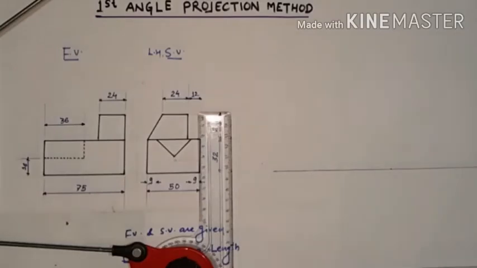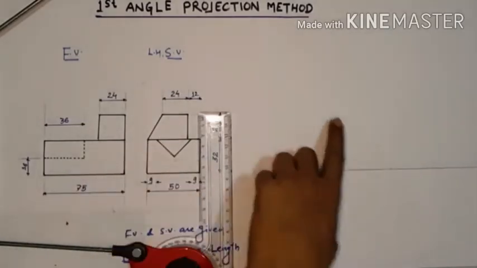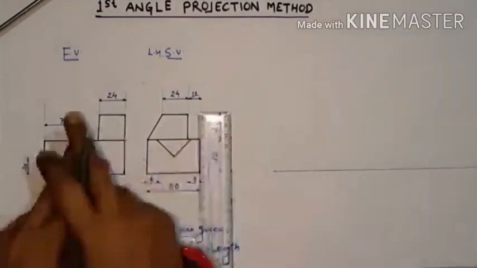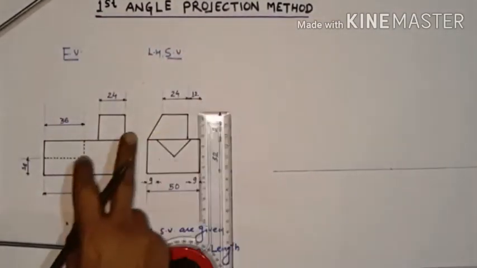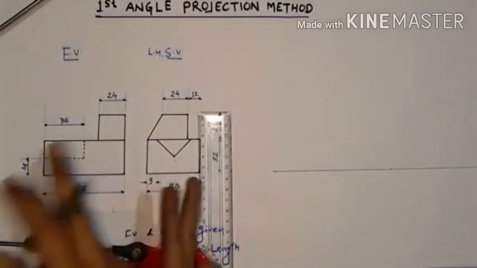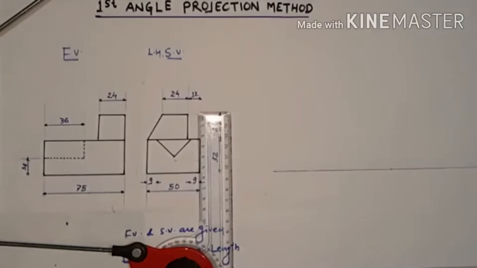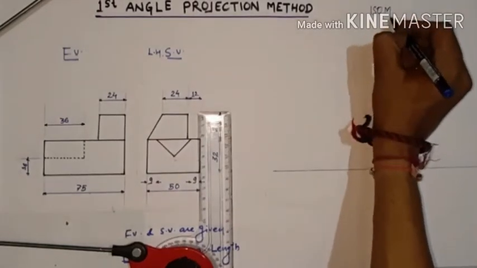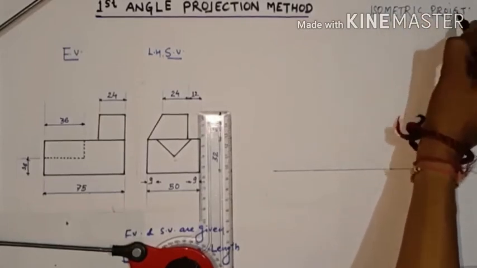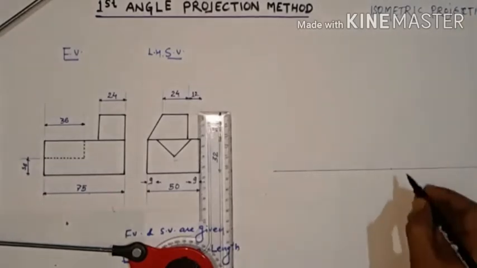Now we can select the view which appears. That means we all know that is the left hand side view. So this portion shows your side view and this shows your front view. So just change: if the first angle projection method is given and if front and side views are given, then you just change these views when you make the isometric projection. So here we start the making of isometric projection. Okay, so let's start from here.